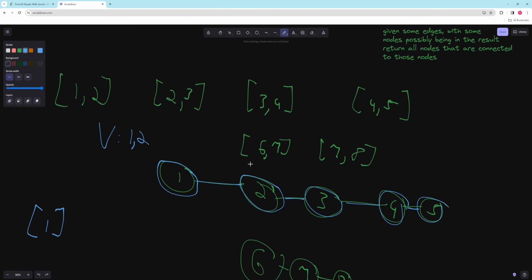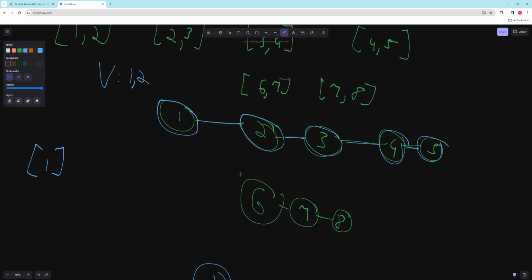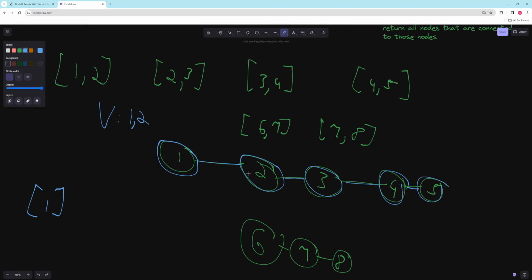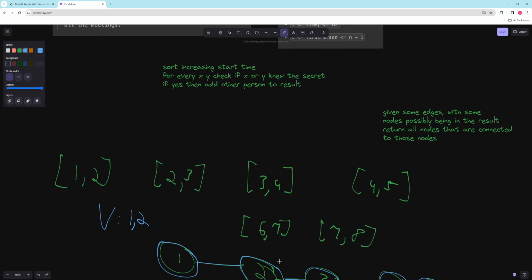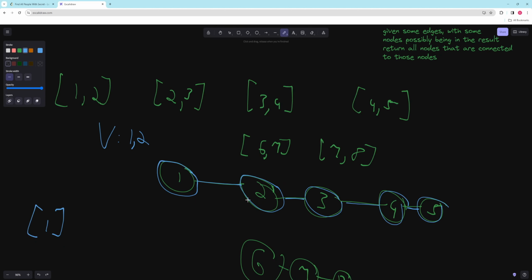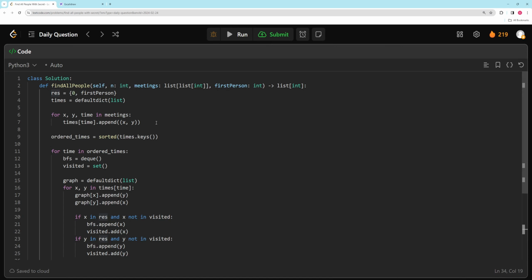And like I said, in order to get this to pass, you need to make sure that you only put nodes into your BFS one time. And then that's literally it for the problem. You just sort it by times, and then for every time, you go through all the meetings for that time, and then you put all the nodes that know the secret in the beginning into your BFS, and you just traverse to every node possible. So let's take a look at the code for this.